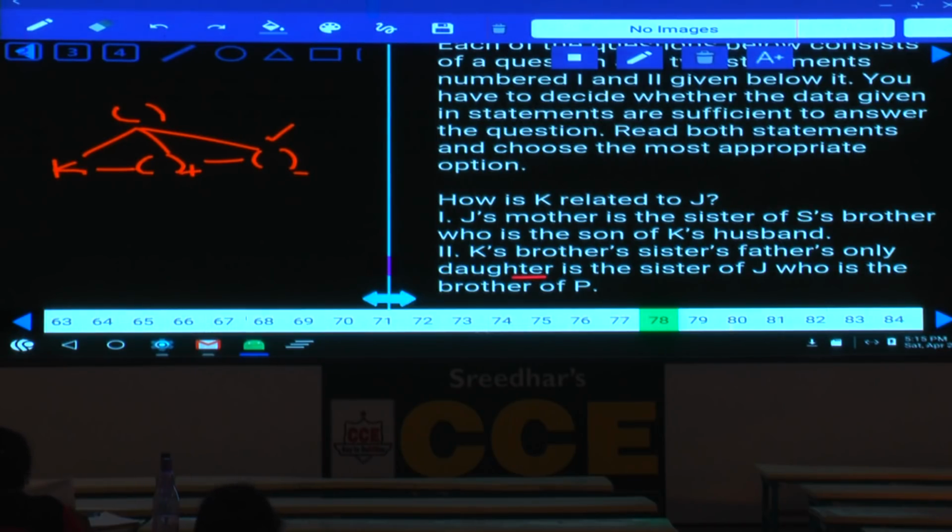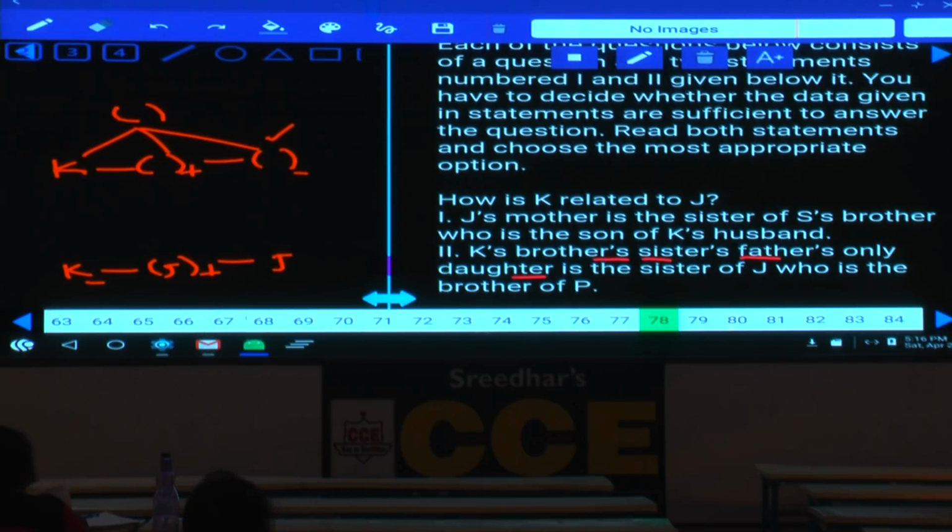No. Only K's brother's sister. K's brother, brother's sister, sister's father's only daughter. Now K is here. K's brother's sister. In the second case, K's brother, sister, that could be K. Then K's brother, sister's father, only daughter, that person is none other than K. And K is the sister of J. Is the sister of J, J can be anywhere. Isn't it? Now this person is the sister of J.